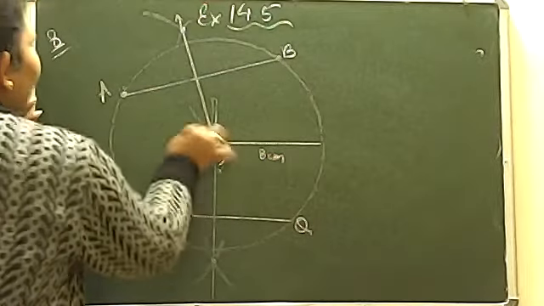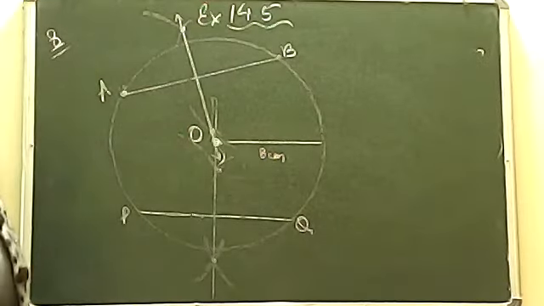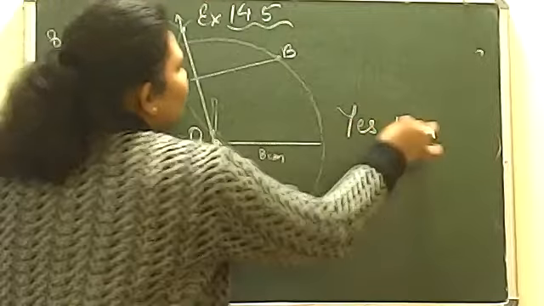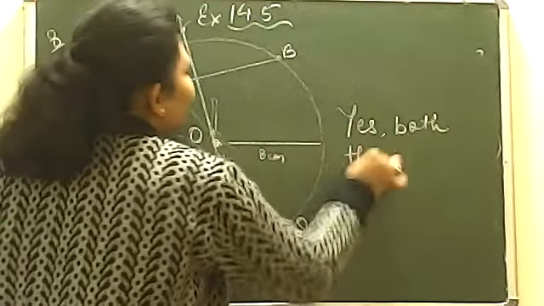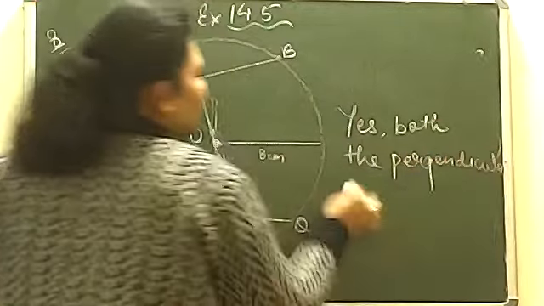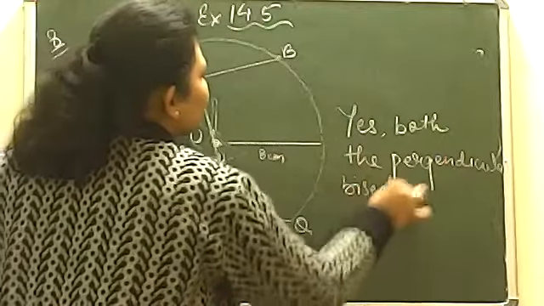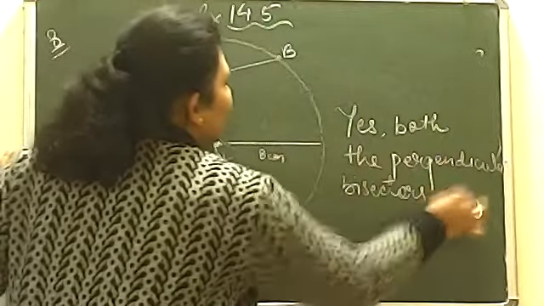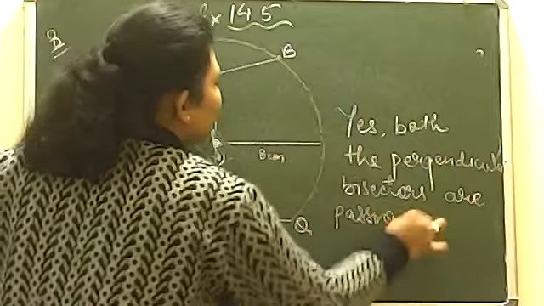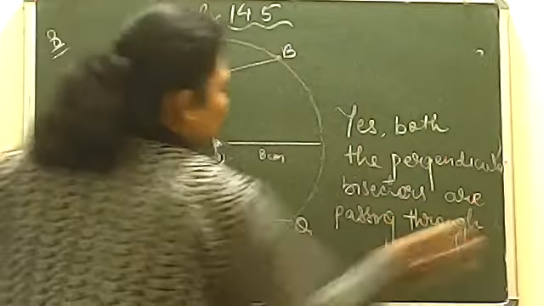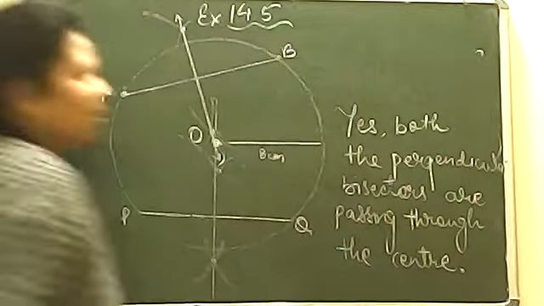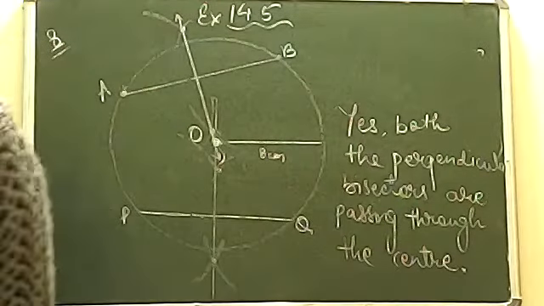If you are also getting the same, that means your diagram is perfectly correct. You write it down. In my figure, it is yes, both the perpendicular bisectors are passing through the center. Now, after drawing this figure, please show me where you have done it.